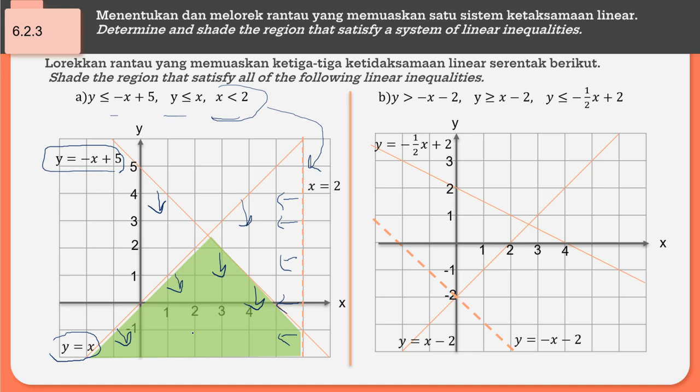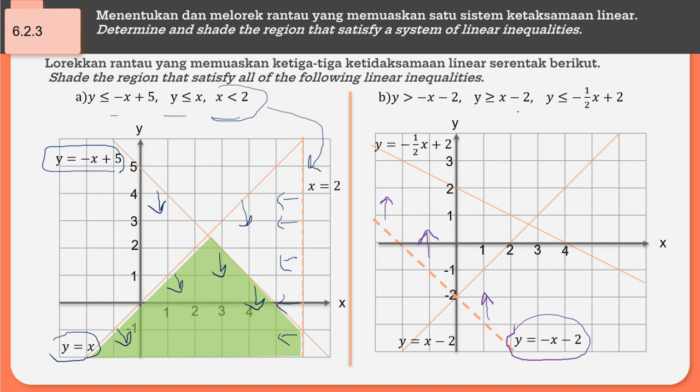For the second one, we have y greater than negative x minus 2. So this is the dash line, and then we search for the region above the line.